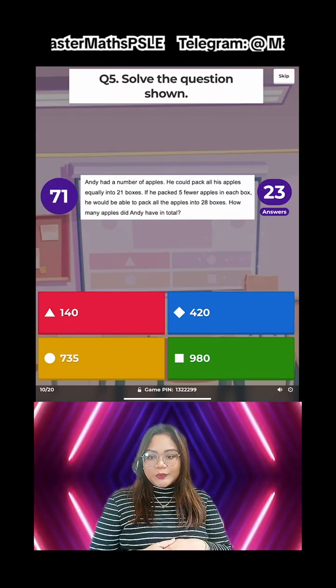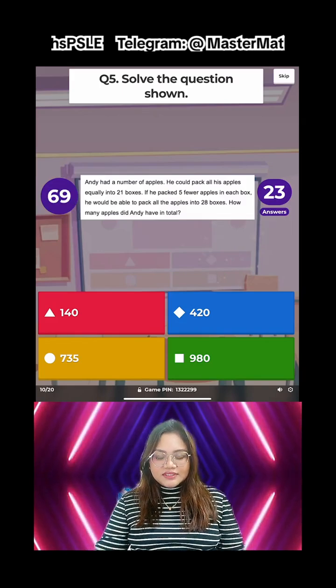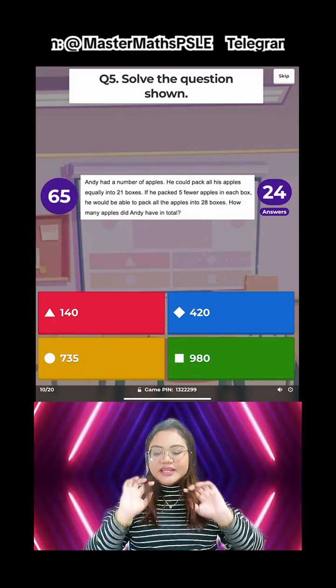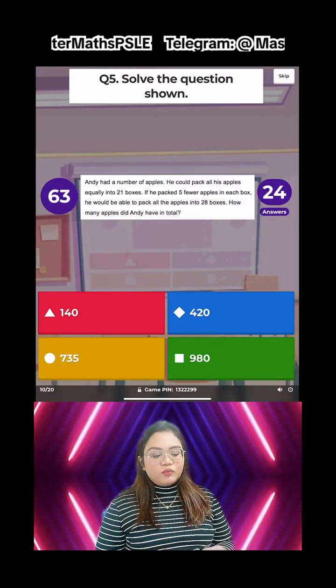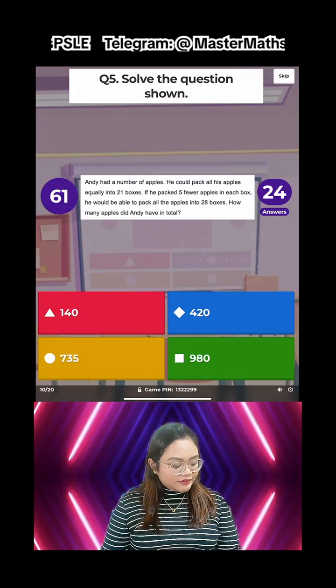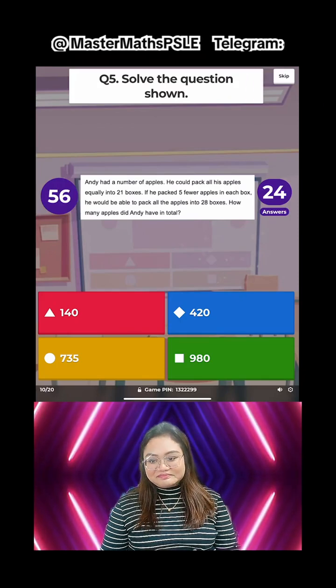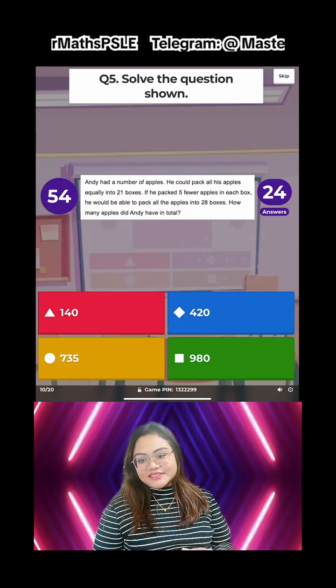Okay, so how are we feeling so far? How's the question coming along? Can solve or cannot solve? You have 1 minute left.